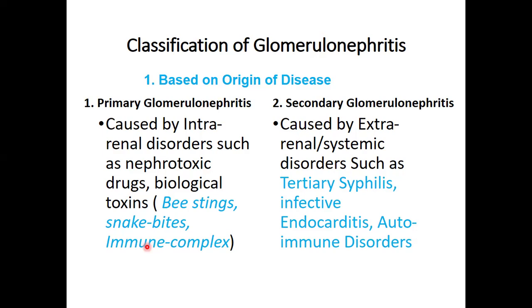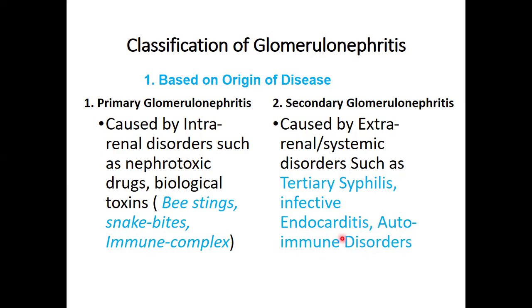Secondary glomerulonephritis, the cause is extra-renal. We have an underlying disorder somewhere which complicates into glomerulonephritis. Example is syphilis, infective endocarditis, and autoimmune disorder. The problem is immune overreaction here.